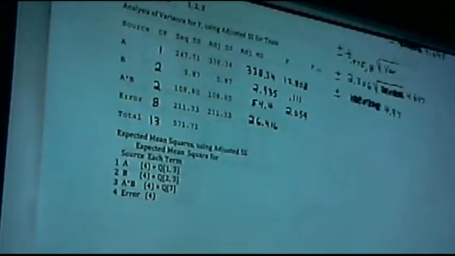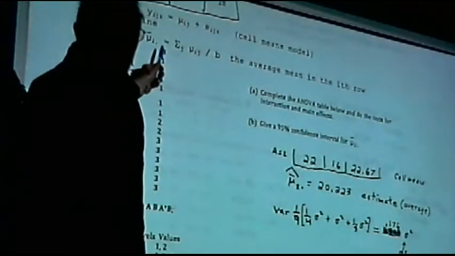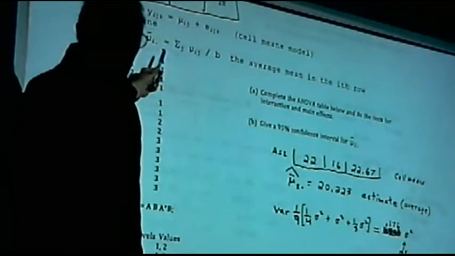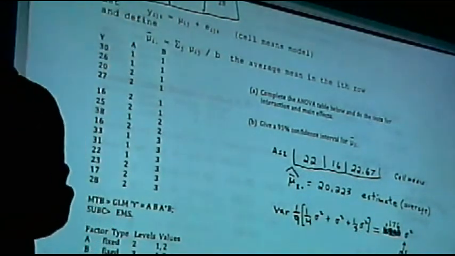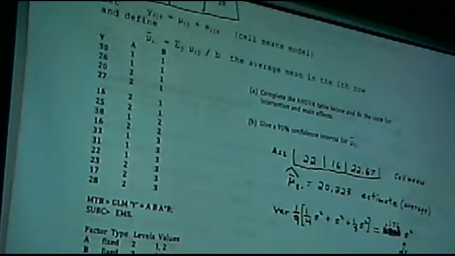Then question B says, give a 95% confidence interval for mu bar 2 dot. So mu bar 2 dot, you can see from this definition here as to what it's going to be. And I'll write it down here on the side just for my own recollection too.